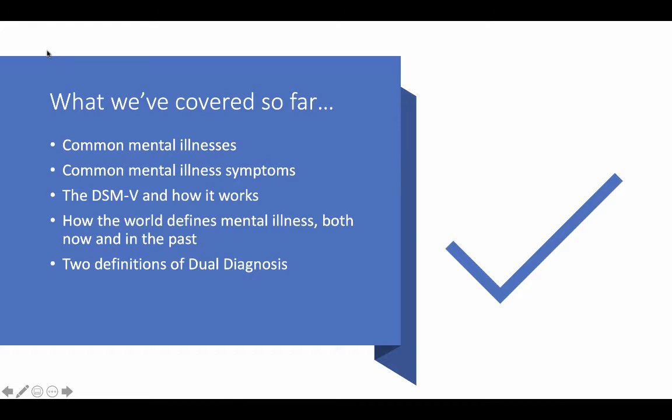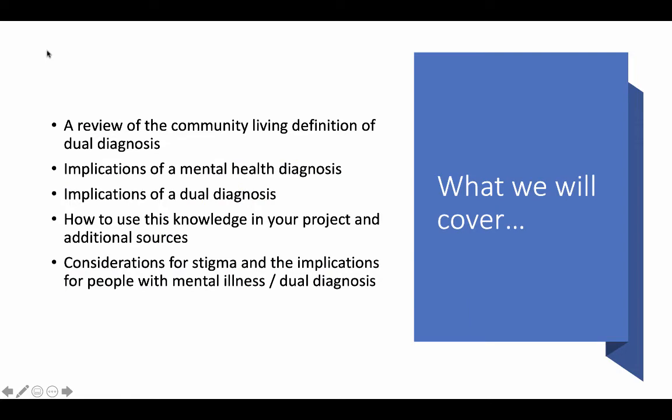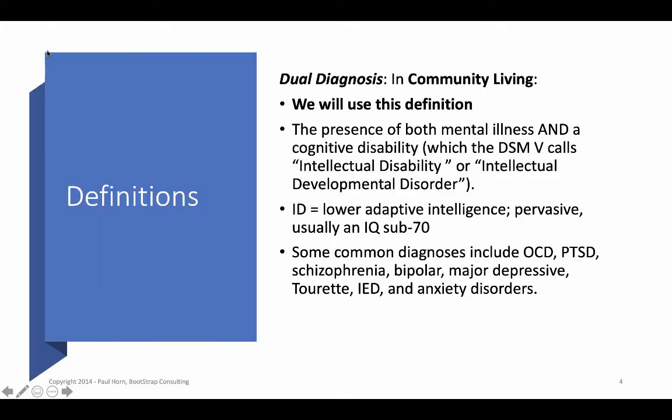Please make sure that you're comfortable in all of that material before you proceed with your project. That material is a prerequisite to what we're going to cover today. We will begin by reviewing the correct community living definition of dual diagnosis so that you know exactly what we're talking about. We'll also take a look at the implications of being diagnosed with a mental illness, and then the implications of being diagnosed with two things at the same time. We'll talk about how to use this knowledge in your project and additional sources you might use to supplement your knowledge. We'll also talk about considerations for stigma and how it affects people who are diagnosed with a mental illness, intellectual disability, or both.